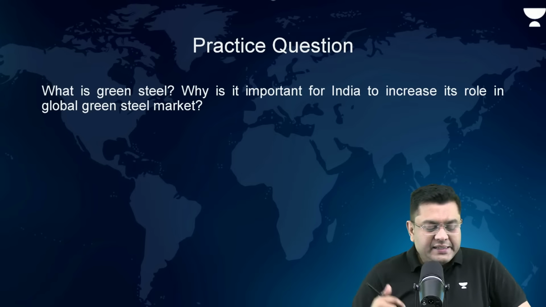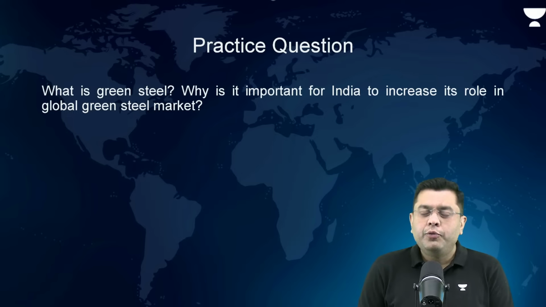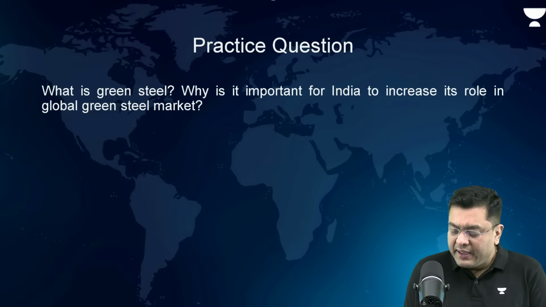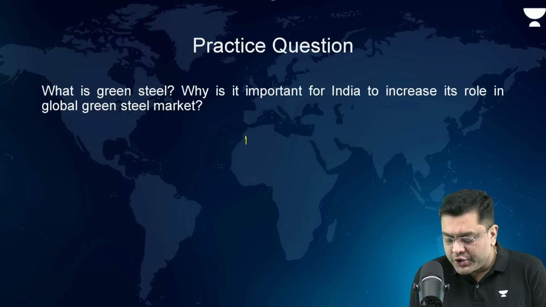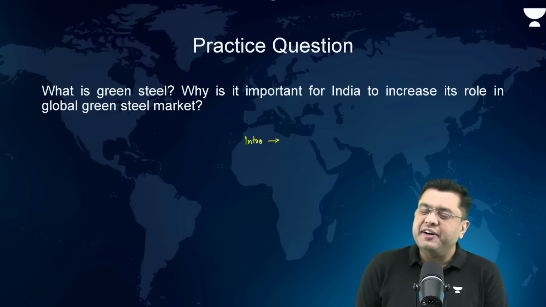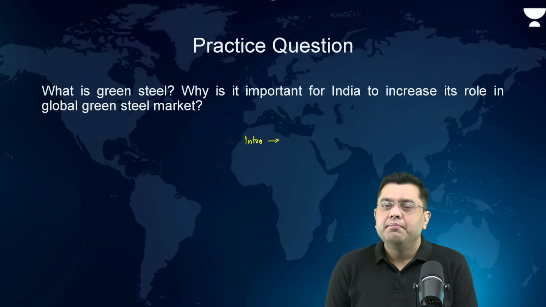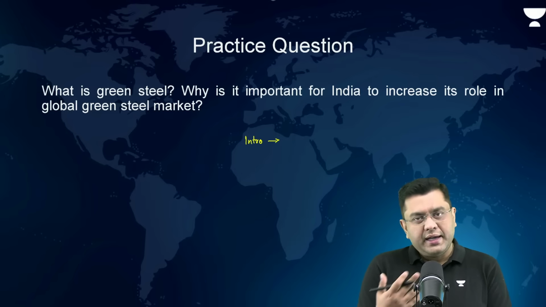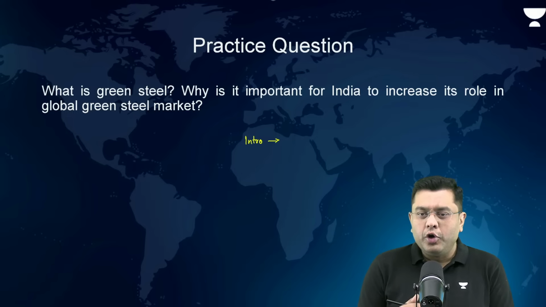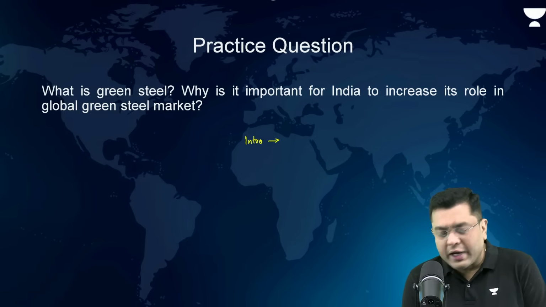Okay, let's take a look at the practice question. What is green steel? Why is it important for India to increase its role in the global green steel market? So, here, in the intro, it is a direct, straightforward question. In the intro, you talk about what green steel is. Steel manufacturing whereby the entire process entails an eco-friendly method of manufacturing, where you use renewables, hydrogen, green hydrogen, etc., and reduce the overall emissions. So that is where you can talk about the definition.